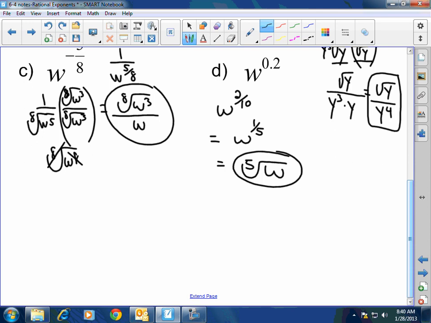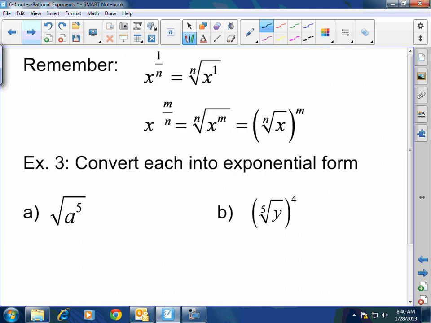Now we're going to add fuel to the fire, and we're going to start doing some more complex stuff. And I want to give you a brief mini review of the properties of rational exponents. Okay? So don't stress about that. We're going to go over the review in a second. Let's just do a couple more examples of these.